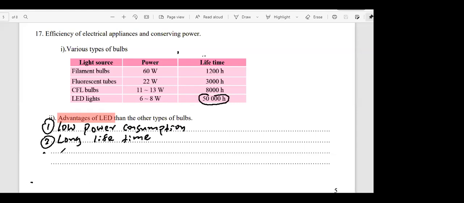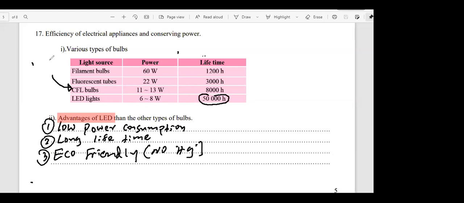Number 3, eco-friendly or environmentally friendly. Within brackets, no mercury. Eco-friendly means environmentally friendly because no mercury, no Hg. Can you all please put an arrow towards CFL: mercury present. And LED: mercury absent. No mercury in LED. That's why LED is more eco-friendly. Hg, mercury.